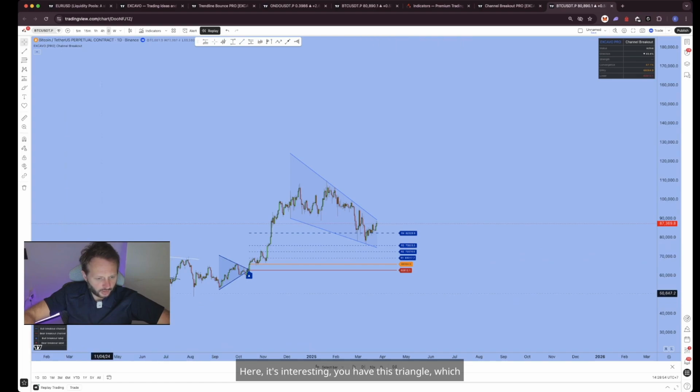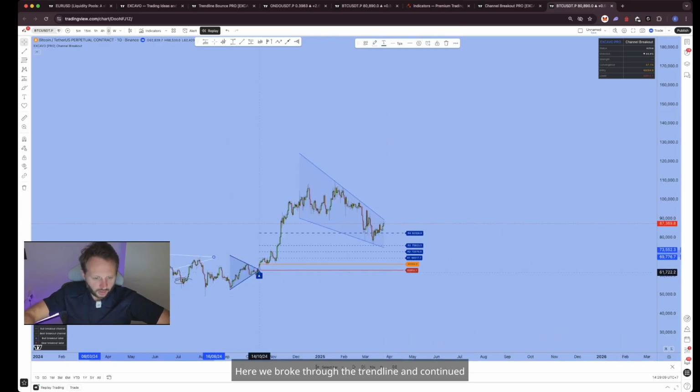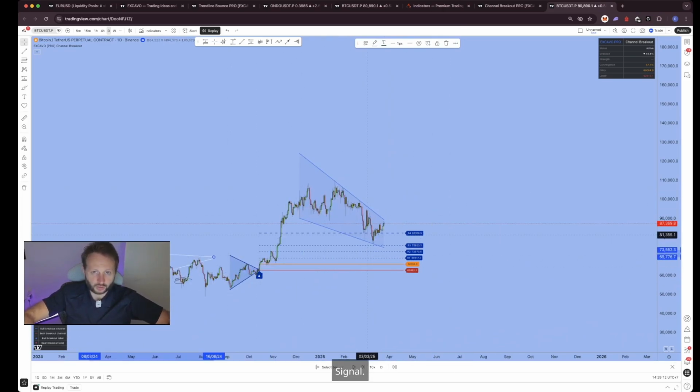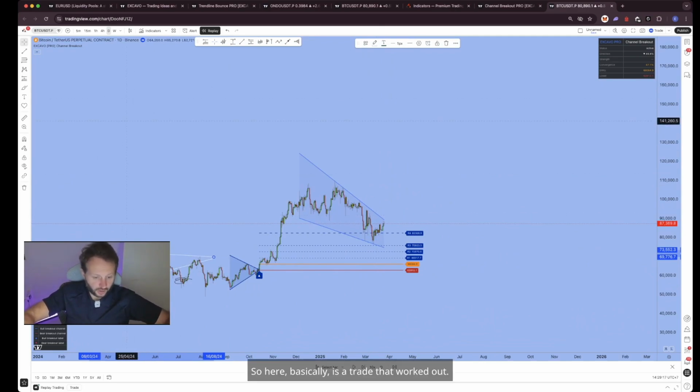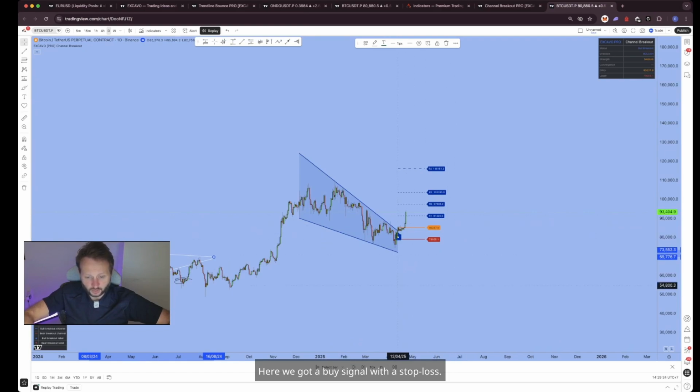Here, it's interesting, you have this triangle which kind of broke out, then bounced back. Basically, it's just liquidity grabs from below and then again from below and so on. Here we broke through the trend line and continued flying upward. Signal. This is a daily chart, by the way. So here basically is a trade that worked out. Here we see a typical falling wedge or a descending wedge or whatever else you want to call it. I don't know who calls it that. Let's take a look. Honestly, I don't know. Here we got a buy signal with a stop loss.